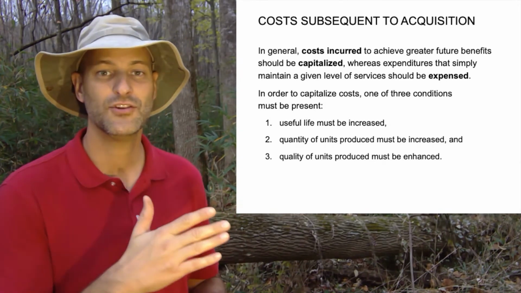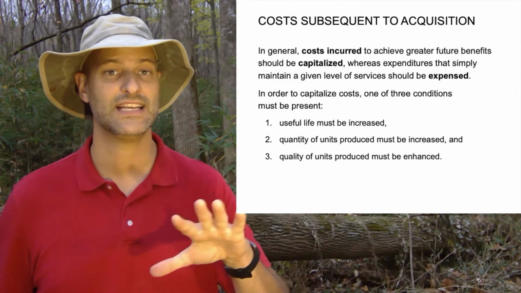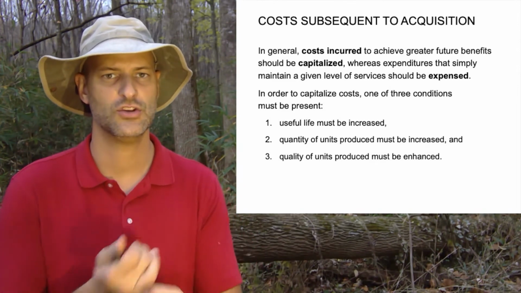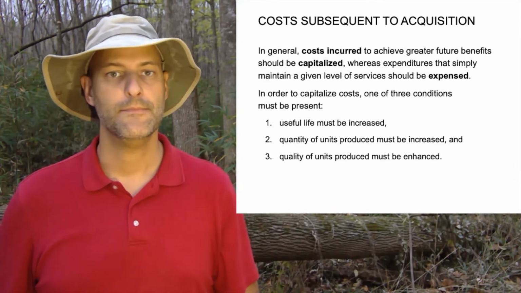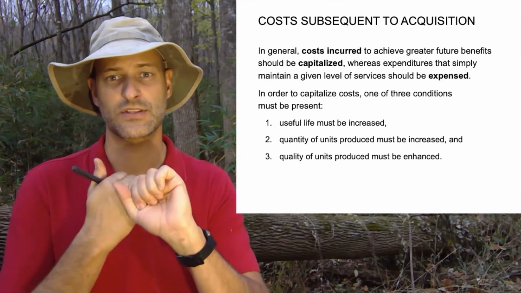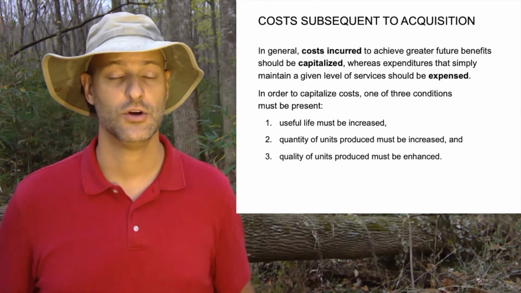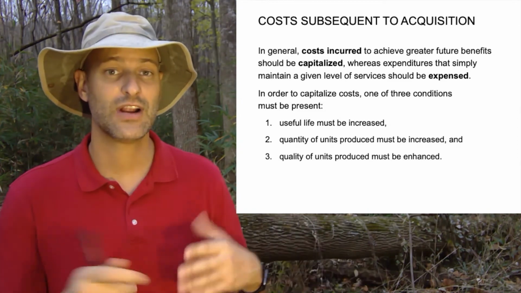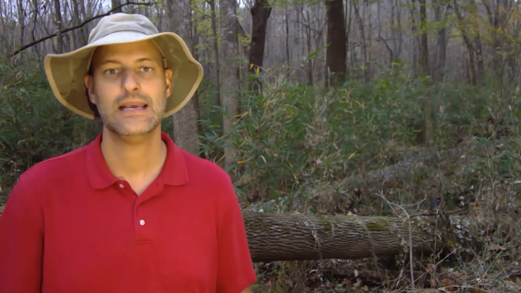The quantity of units produced must be increased. So these are things that have to be present. At least one of these has to be present to capitalize it. You have to increase the useful life, increase its production ability, either in terms of the number of units, quantity, or the quality. So that's usually what's required. There has to be some improvement in the asset. Keeping the asset functioning the way it's currently functioning is not capitalizable. That's maintenance. So those are the 3 categories that are generally considered.